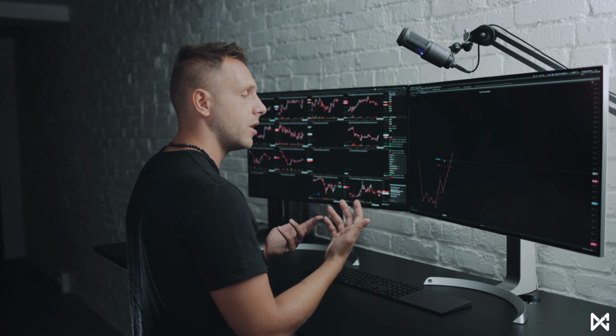But remember, the wave 3 run is typically the largest run out of all the waves. We have 5 waves: 1, 2, 3, 4, 5. Wave 1, wave 3, wave 5 are the runs. Wave 2 and 4 are the pullbacks. So whenever it comes to runs, wave 3 is typically going to produce the largest move within that trend.